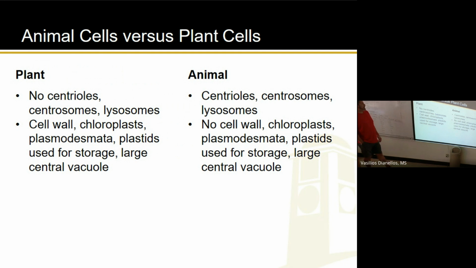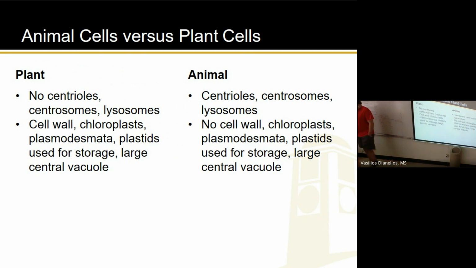So anyway, plant cells have no centrioles, no centrosomes, and no lysosomes. Animal cells do have those things. Plant cells have cell walls, chloroplasts, and something called plasmodesmata, which I'm going to teach you about later, but even then, once I teach you about it, it still won't be that important. Same thing with plastids, and they also have a central vacuole. Animal cells don't have those things.